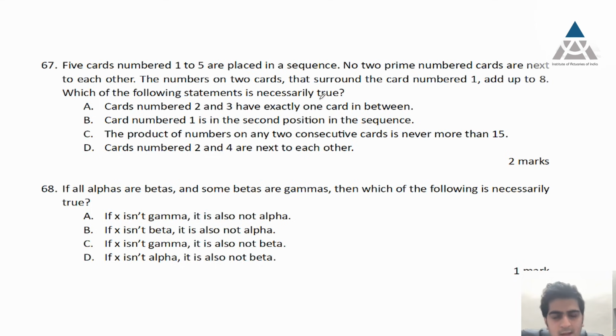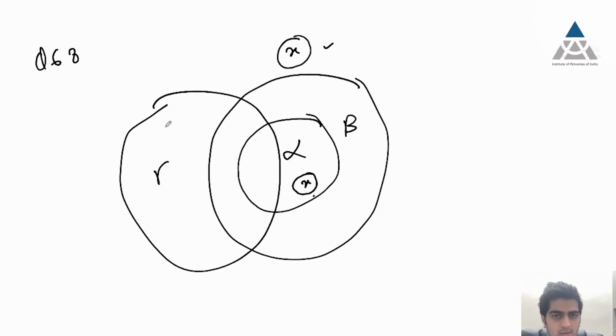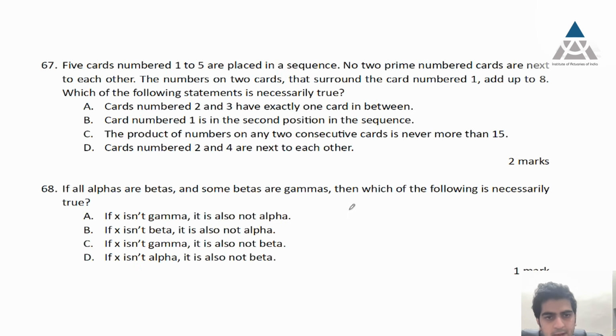Now let's try and see if C and D also make sense. Your answer is B, but let's see C and D also for fun. If X is not gamma, he is also not beta. So if X is not gamma, he is not beta. Again, that is not true. If X exists here, he is not gamma, but he is beta.